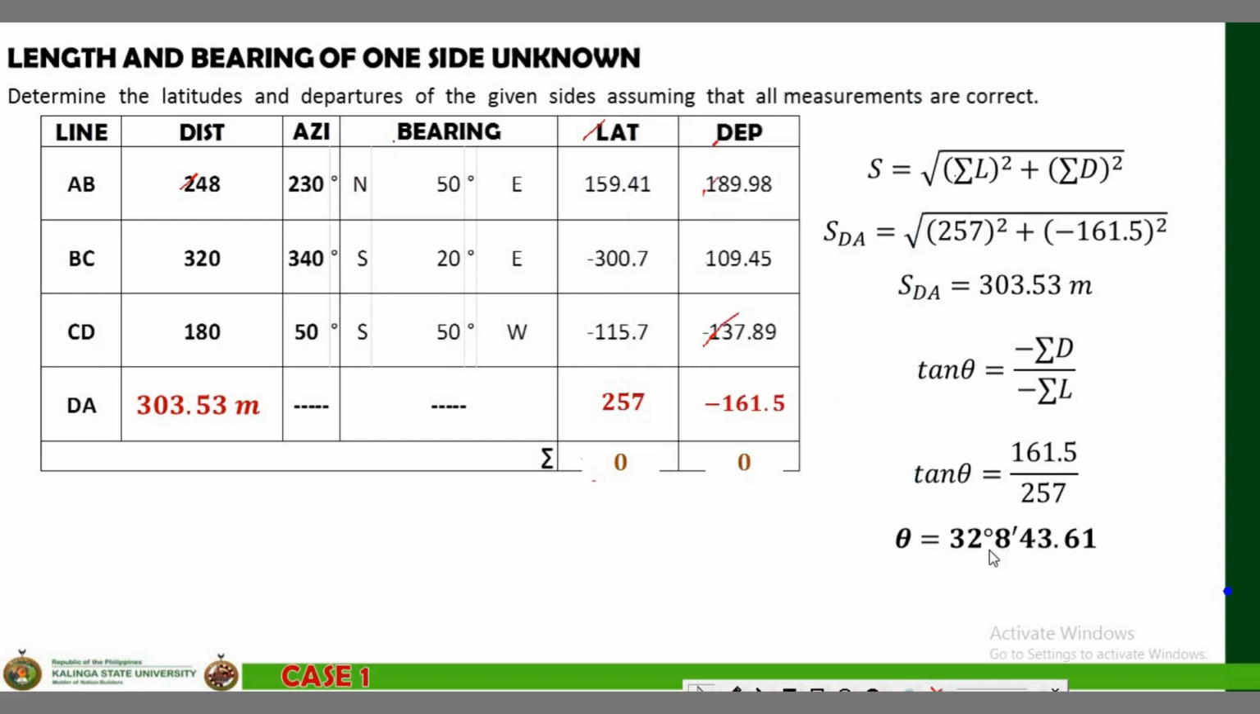Now, pag kinuha natin yung bearing, dapat may direction na. My final answer for the bearing of DA is north 32 degrees, 8 minutes, 43.61 seconds west. Bakit north? Kasi yung latitude ni DA positive, and positive latitude means north. Negative yung departure ni DA, and negative departure means west. Okay? So this is the final answer for case 1.